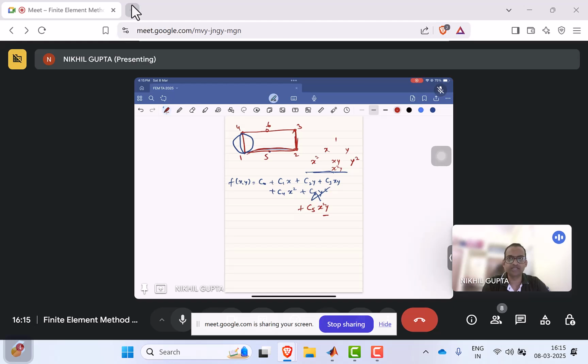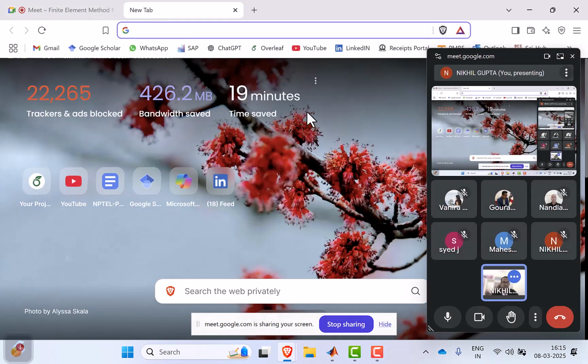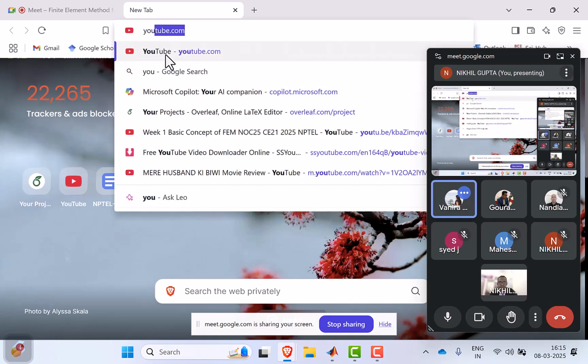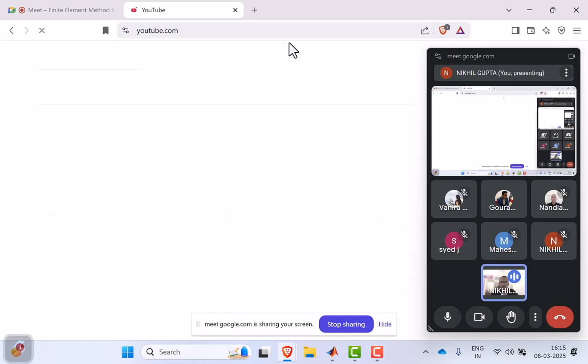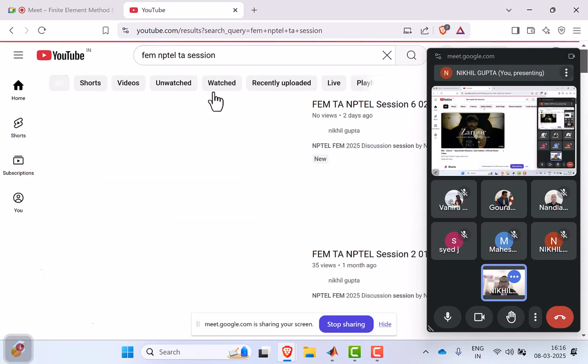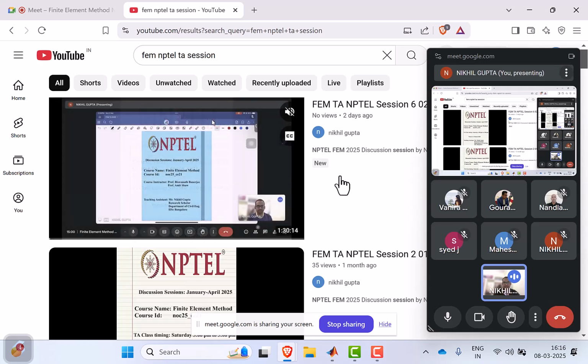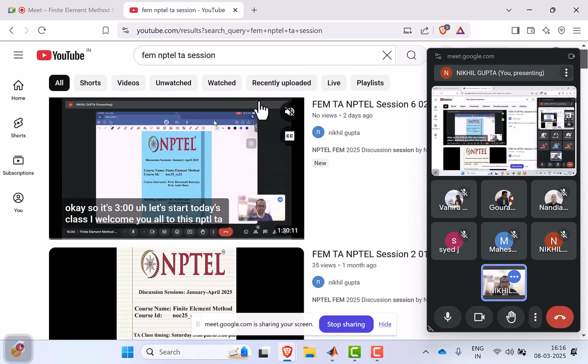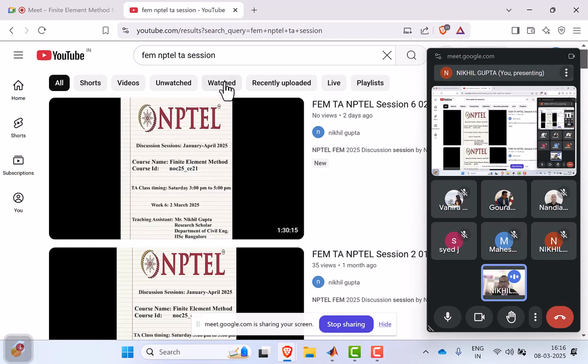You are not getting the link? That sheet is shared with you, no? She hasn't joined the group. If you have not joined, you can directly search here: FEM NPTEL TA sessions. See, I have uploaded everything. You type this, my name is Nikhil Gupta, and you will get the videos. I have shared it in the Excel sheet also. I don't know why you are not getting that. But if you still don't get it, you directly type FEM NPTEL TA session and you will get it.